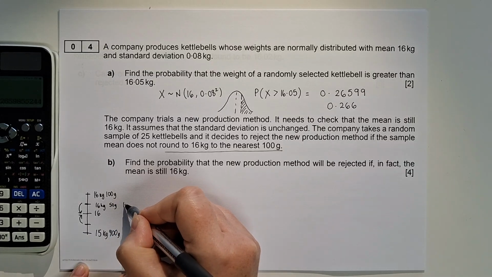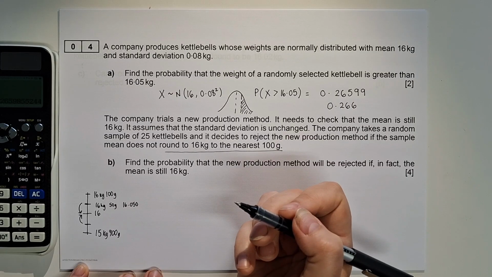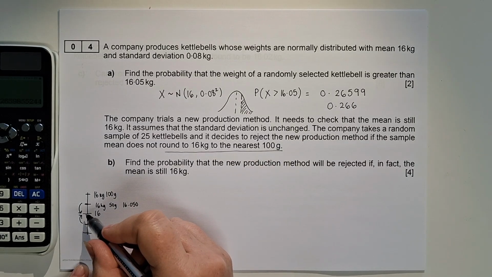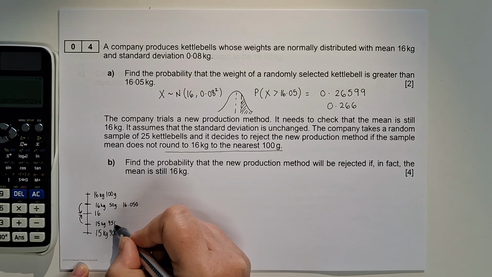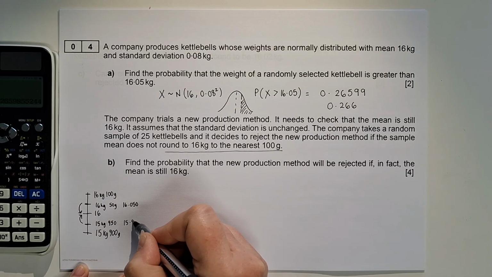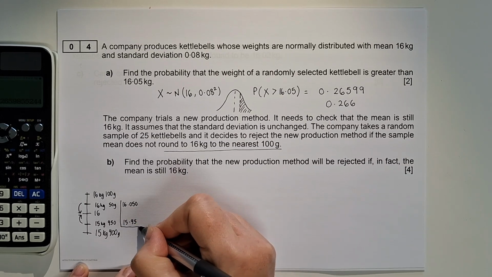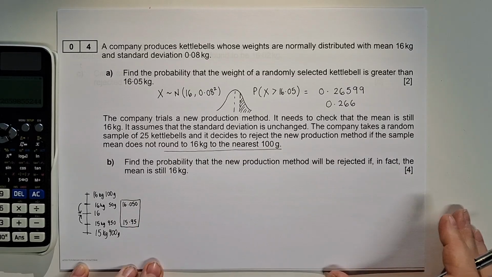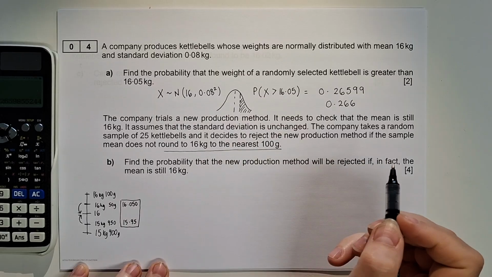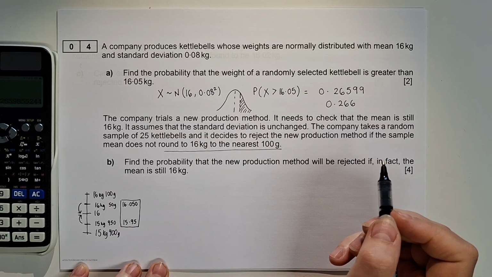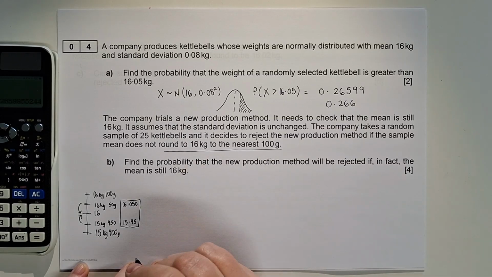Okay, so we need 16 kilograms and 50 grams as our upper limit, which is 16.050 if you like, or just 16.05. And then the 50 grams below would be 15 kilograms 950 grams, which would be 15.950 if you want. Okay, so it's between these two values. So think about what that actually means. We can work out the probability of this happening. Okay, so let's have a think about it.